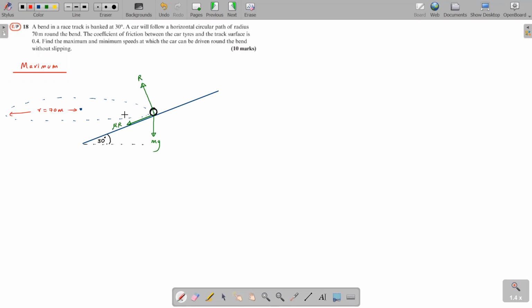So now it's the same story again. We'll mark the angle. This is 30 degrees. By alternate angles, this is 30, and this will again become 30 degrees. All right. So moving on, let's go for vertical equilibrium.